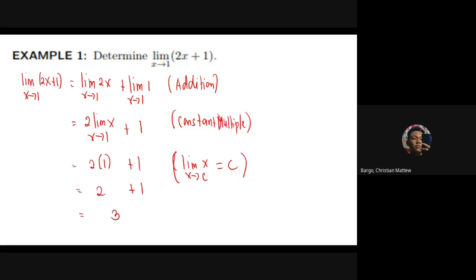Okay. Sir, how did the addition happen, sir? What did you do? Go back to the original problem. Limit of 2x plus 1 as x approaches 1. So our function there will be 2x plus 1. Right? It's addition. You can separate 2x plus 1 as 2x plus 1. Okay po, thank you. Did I answer your question? Yes, sir.